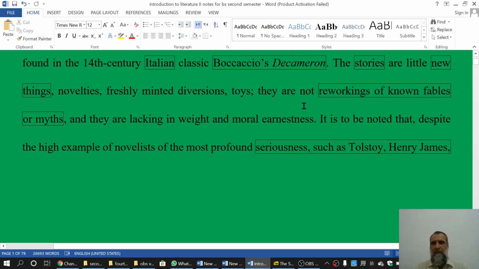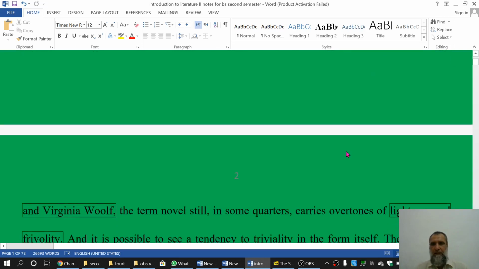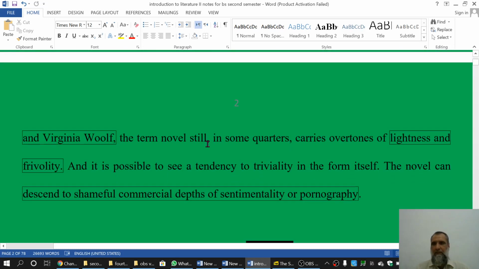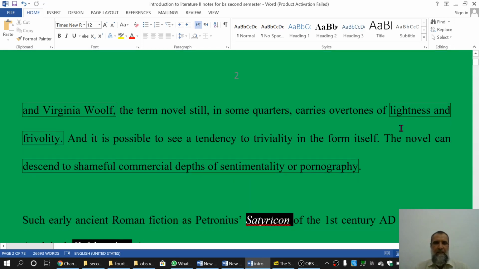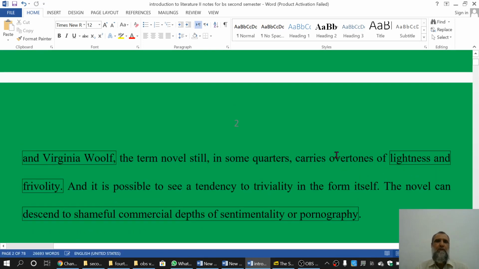These were the sources, and they were reworked and converted into novellas. Sometimes they are very serious, the novels, most of the time, as serious as were created by Leo Tolstoy, Henry James, Virginia Woolf, very serious writers, and many more. But sometimes they are very light and there is a lot of frivolity involved, and sometimes even very shameful commercial depths and very sentimental, even pornography is included in it.